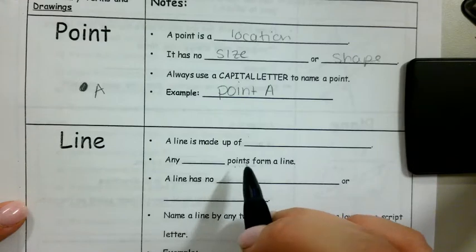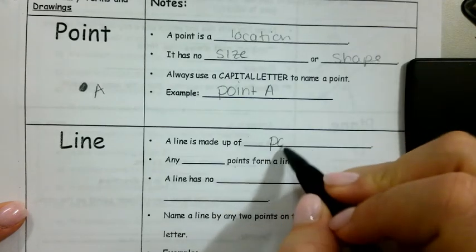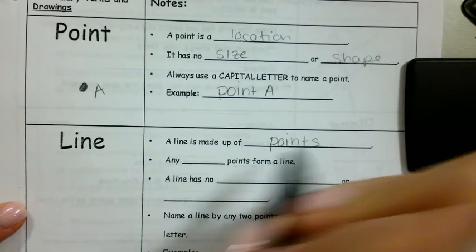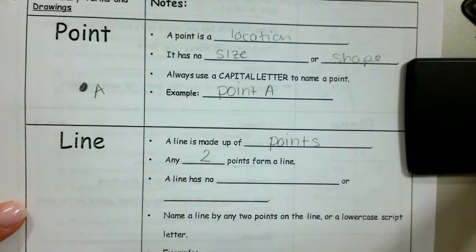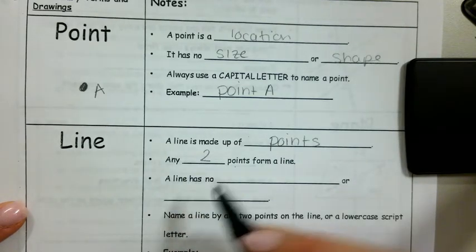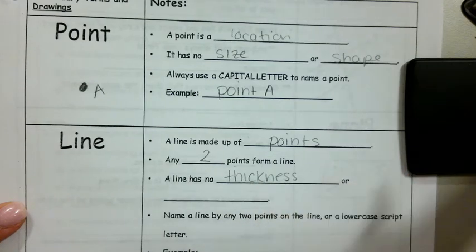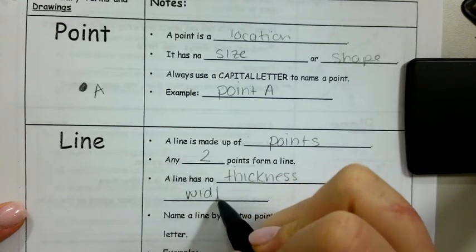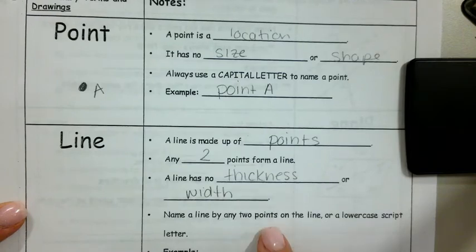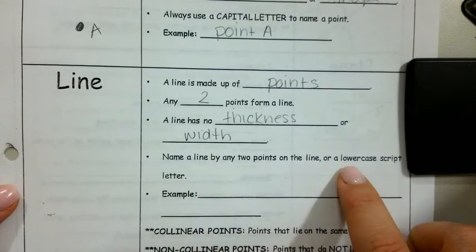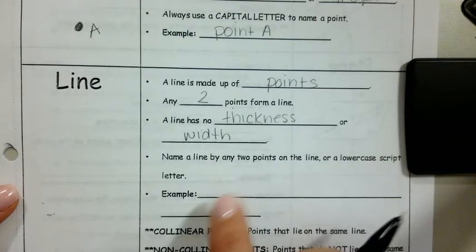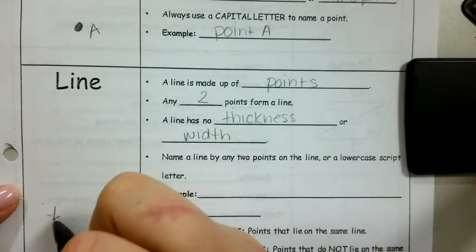A line is made up of points. So any 2 points form a line. A line has no thickness or width. And to name a line, we name it by any 2 points that are on the line or the lowercase script letter. So let's draw a line.